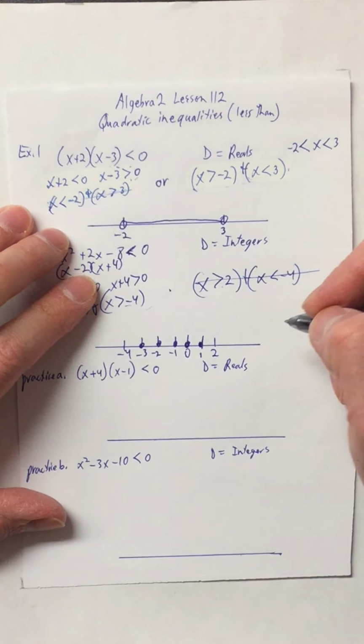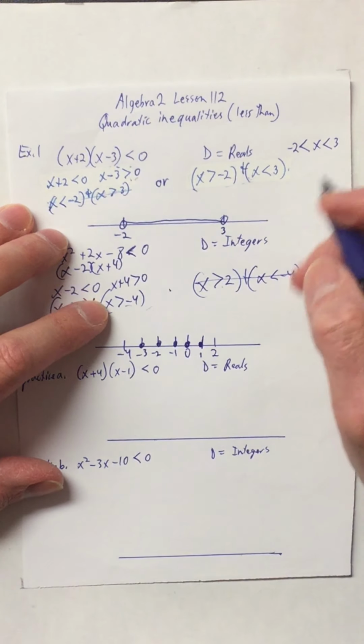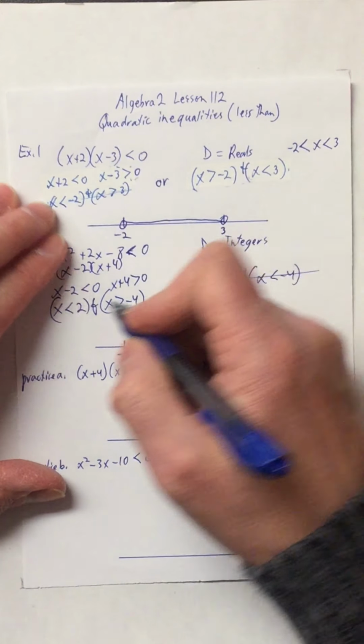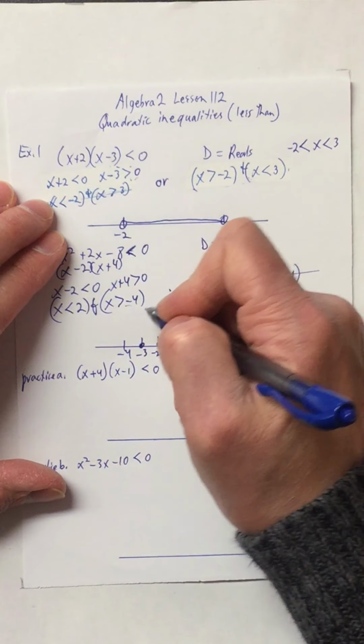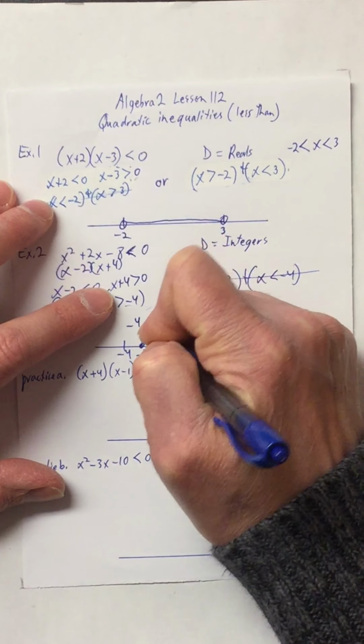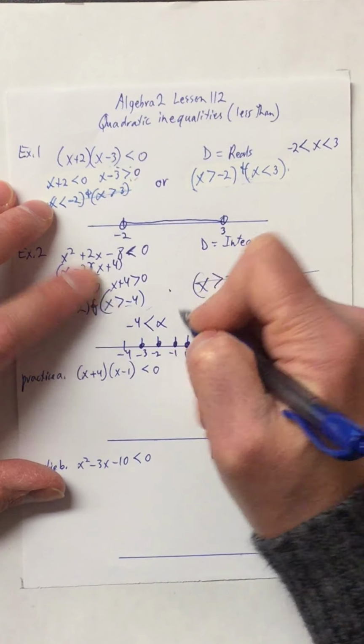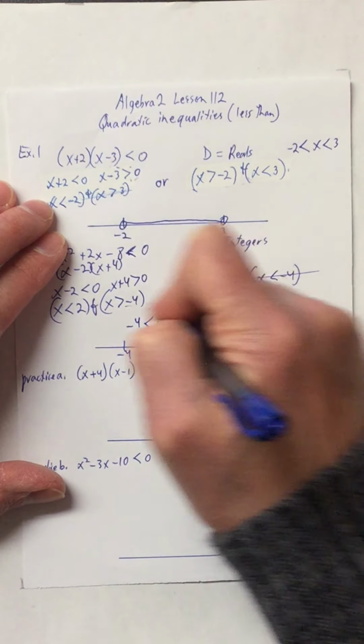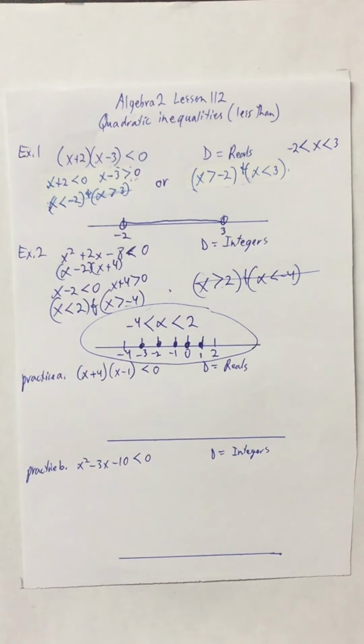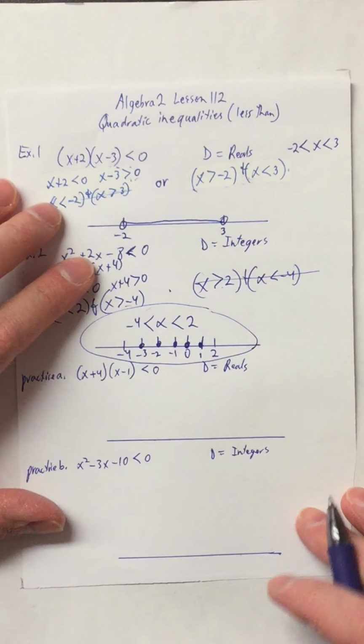It looks like they're also writing the answer as putting these together. So let's do that as well. x is anything greater than negative 4 but less than 2. So there is my answer for example number 2. Go and work through the two practice problems and then check your work with my work.